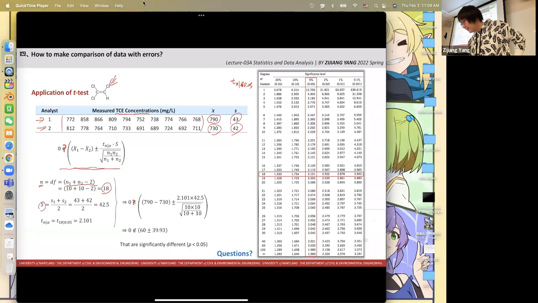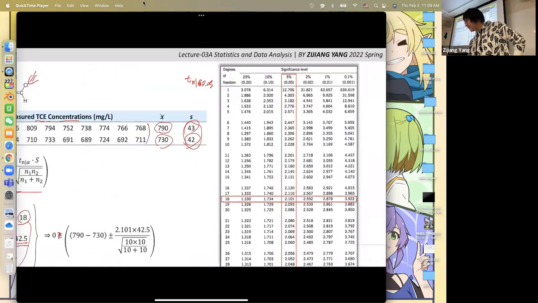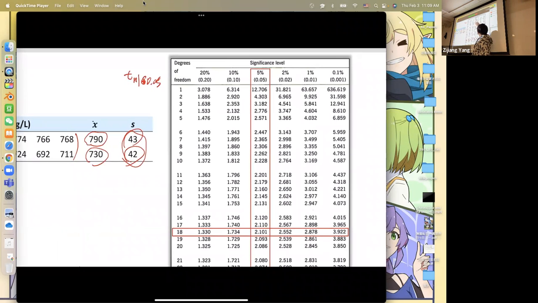And S is the weighted average of the two standard deviations. Because the sample sizes are the same, we can just take the average of these two standard deviations, which is this value. Then for T with N and alpha, as we mentioned, N equals 18, which is here, and alpha is 0.05. In this case, we can find it on the T table. We have 0.05 here, and N equals 18, so we can find the value, it is this one.